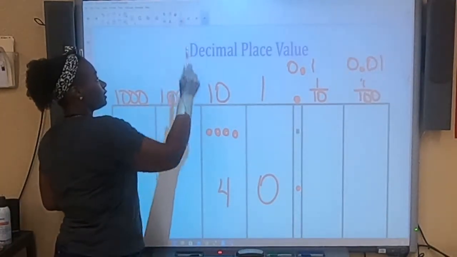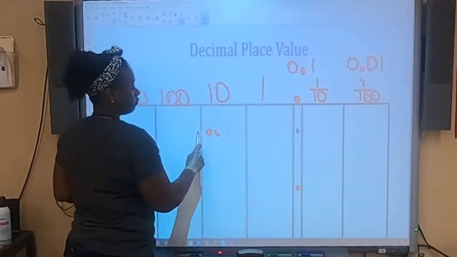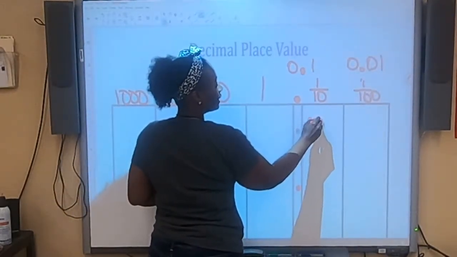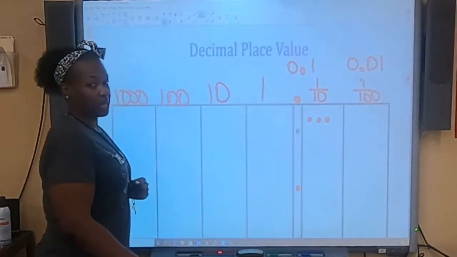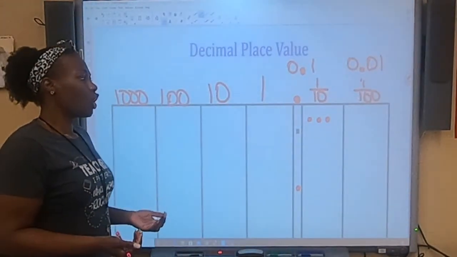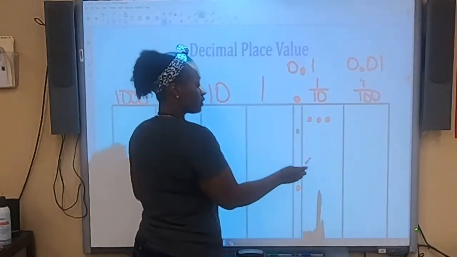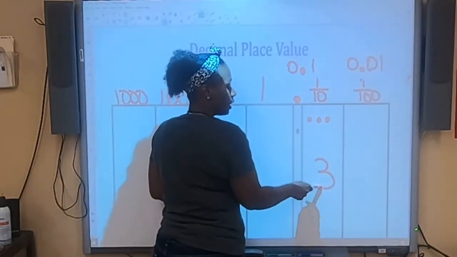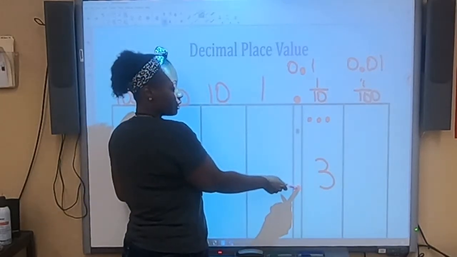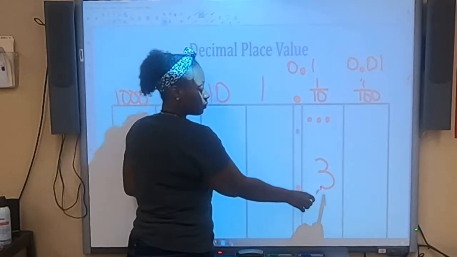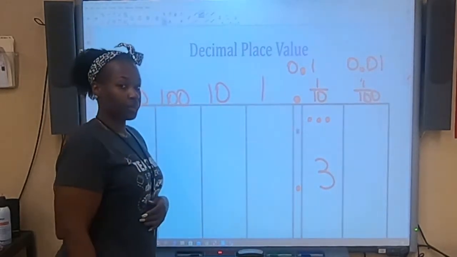Now let's switch over to the decimal side. I'm going to put 3 discs in the tenths place. And I ask, how many tenths do we have? Well, we see that we have 3, so in that place value, I'm going to write a 3. Notice right in front of my 3 is the decimal. So my number should look like decimal 3. 3 tenths.